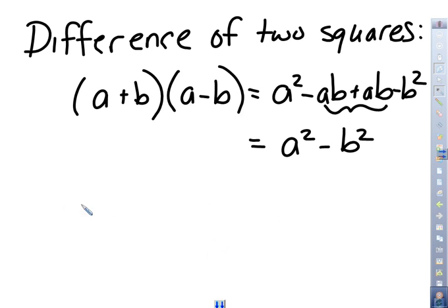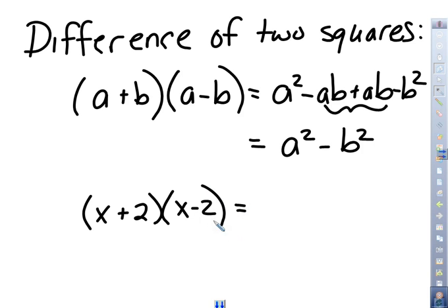Let's use an example. x plus 2, x minus 2. When you multiply your front two terms together, what do you get? When you multiply your outside two terms together, what do you get? When you multiply your inside two terms? When you multiply your last two terms together? What happens when you combine like terms right here?